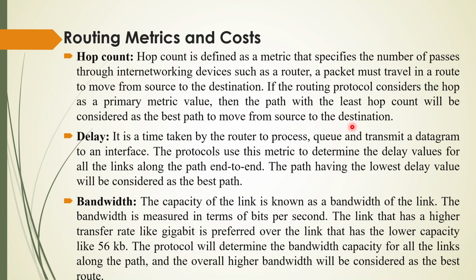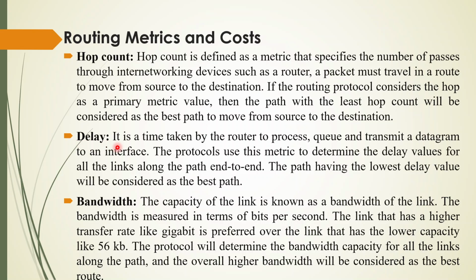So if a path has the minimum hop count, it is considered the best path. Hop count is a metric that specifies the number of passes through an internetworking device such as a router. This is known as hop count, and the path having the minimum hop count is considered the best path. Second is delay.